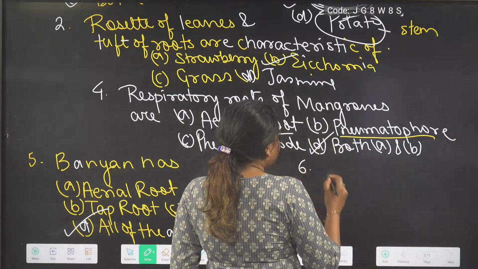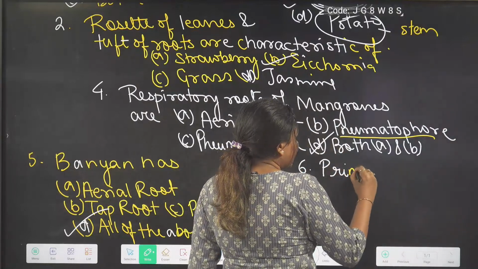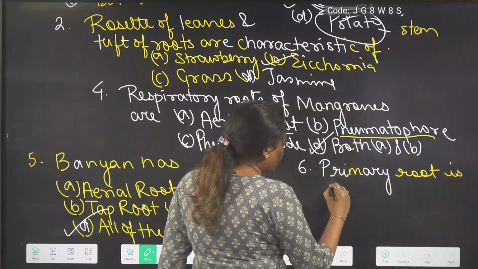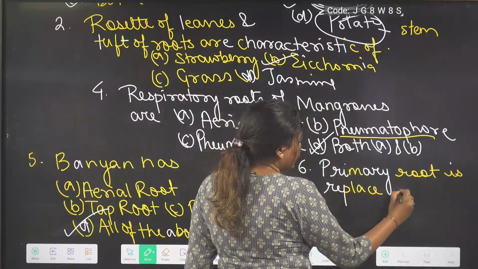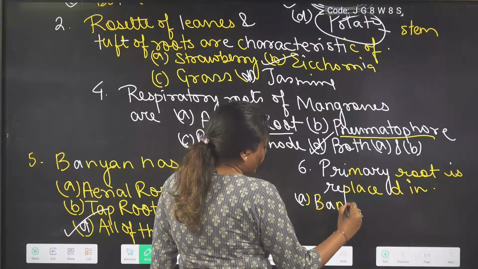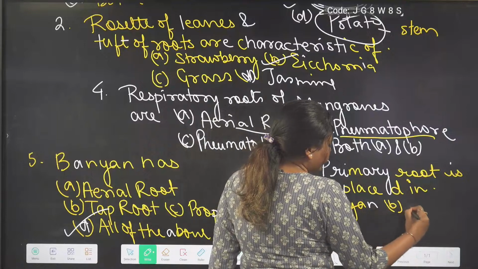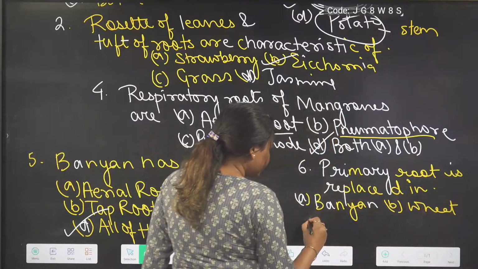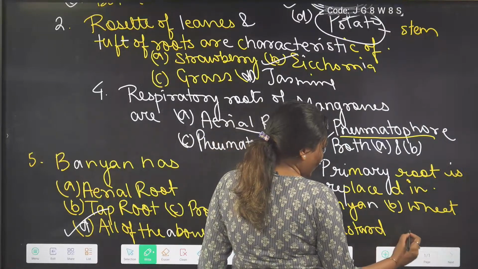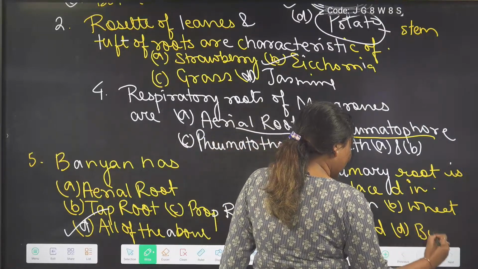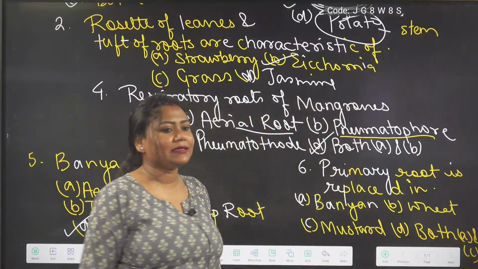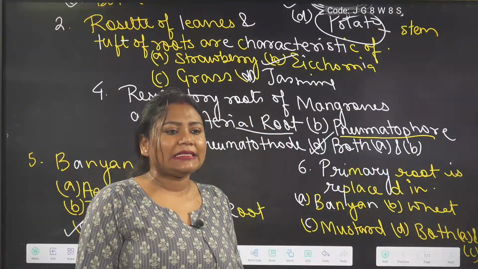Sixth question. Primary root is replaced in: banyan, wheat, mustard, both A and C. Tell me what will be the answer.